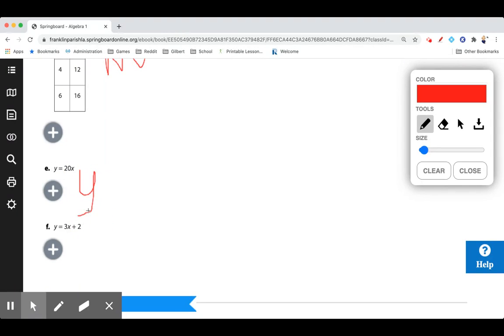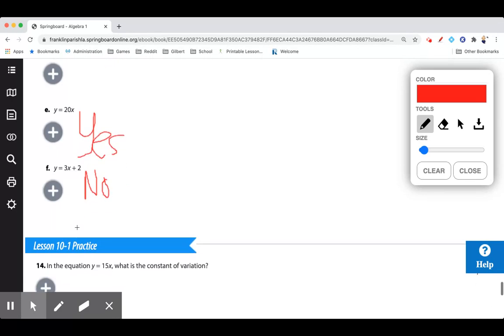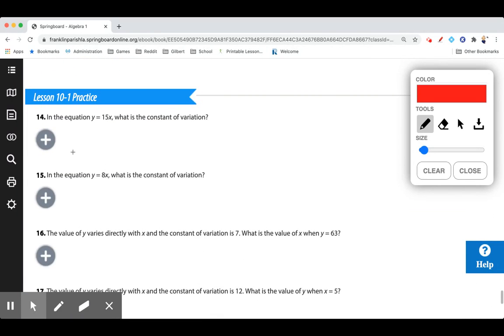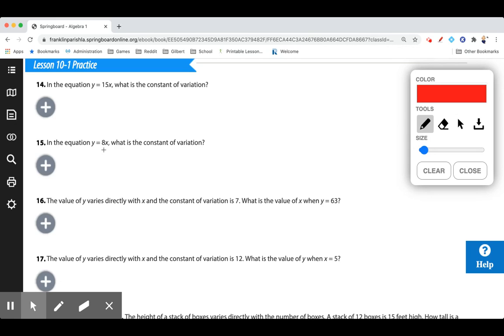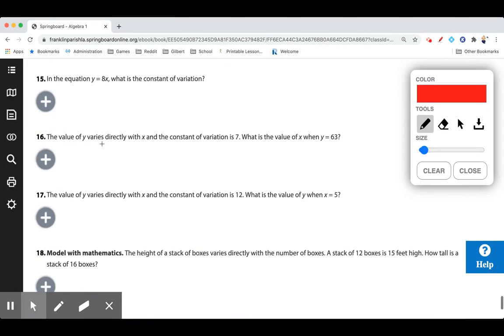Yes, this one is. No, this one's not. It's adding again to it after you're multiplying, so that's a no. Direct variation has to be directly proportional, no additional stuff to it. No pun intended. Okay, constant of variation, easy, 15. Constant of variation, coefficient, 8. Okay, value of x and constant of variation is 7.